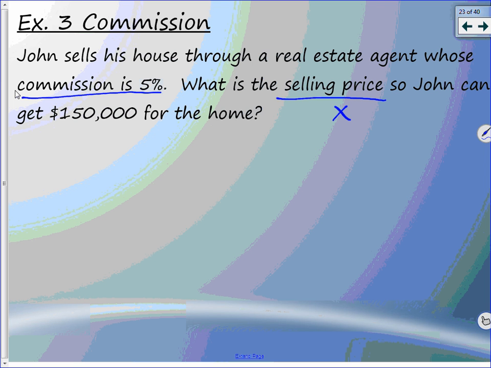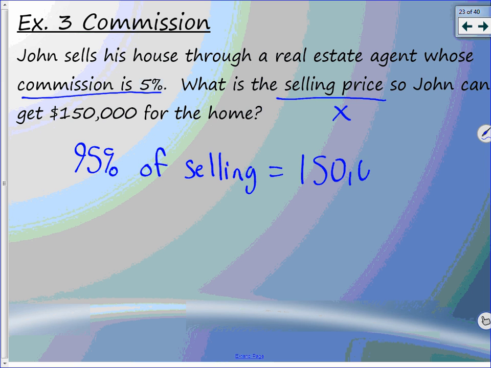Yeah, now, what percent of the cost of the home does John get? John gets 150,000. Yeah, but what percent? Does John get 100% of the cost, the proceeds? 95. He gets 95%. Yes. So he wants 95% of the selling price to equal 150,000. If it doesn't, he's not gonna get 150,000 for his home. So he retains 95% of the selling price.